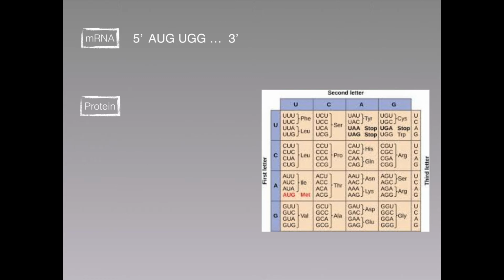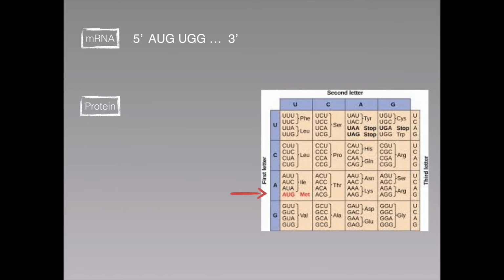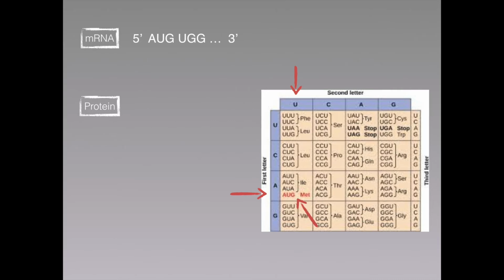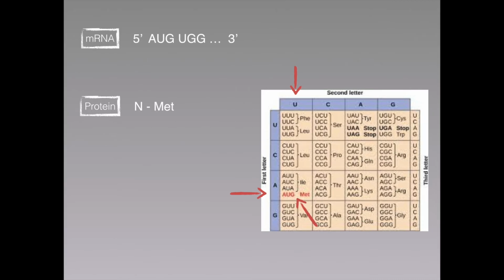Here we have our first 2 codons from the mRNA sequence on the slide before. You can start off by finding the first letter of the codon, in this case A, the second letter U will come from the top, and G will be the last letter coming on the right. As you can see, this specific AUG codon codes for the amino acid methionine.